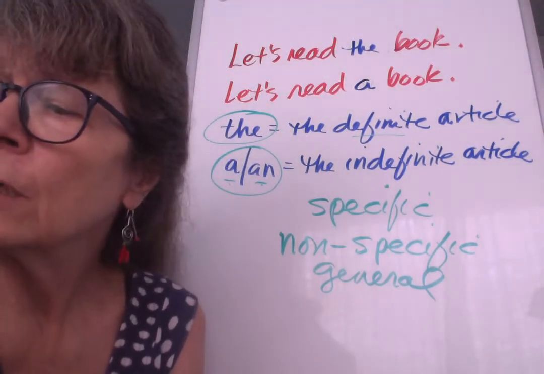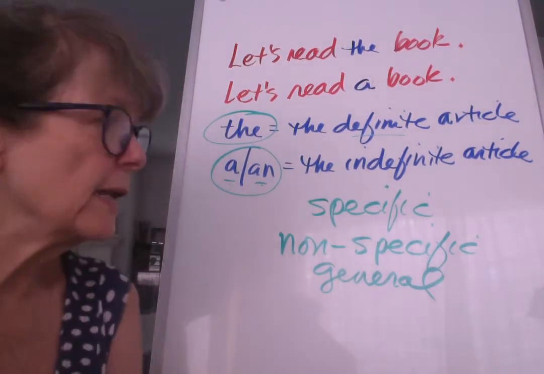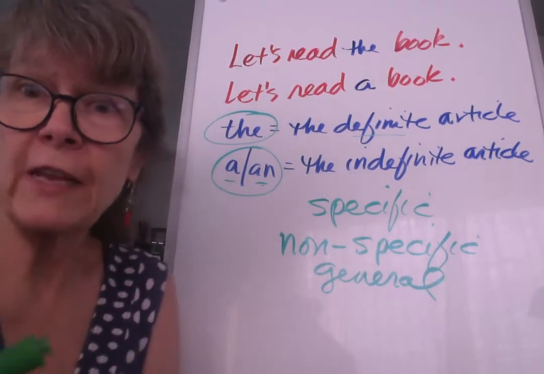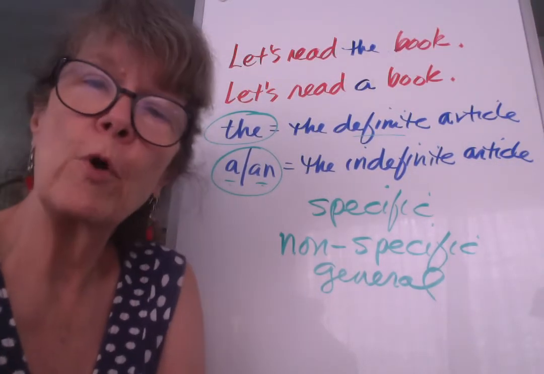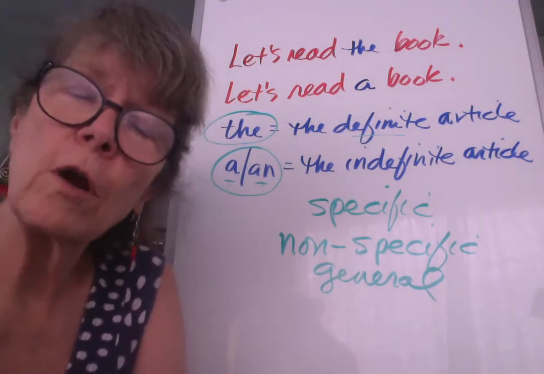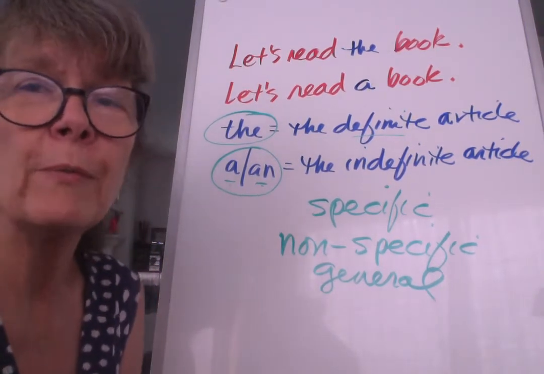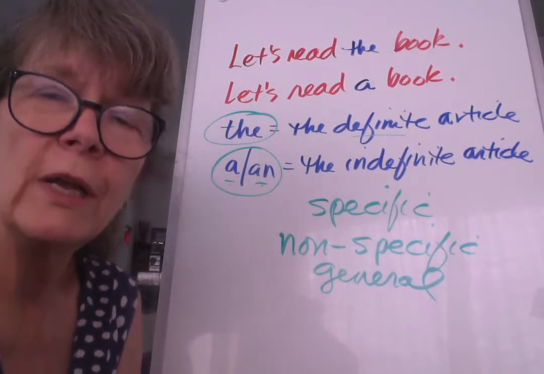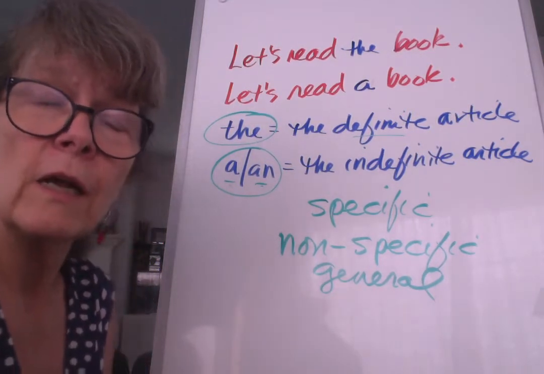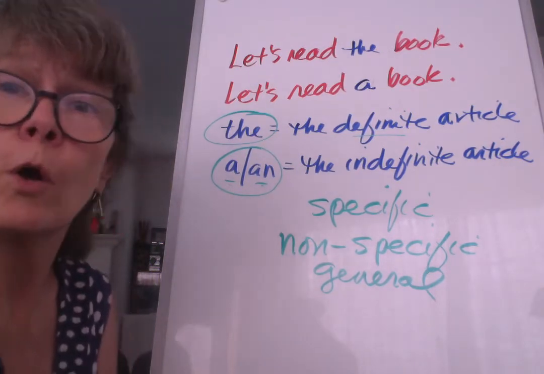Articles in English are basically adjectives. They modify nouns. Just like if I said I had a cat, cat is a noun. If I have a fluffy cat, fluffy tells me more about cat. Fluffy's an adjective. Well, articles are also adjectives, but we think of them as a separate part of speech, even though they are a kind of adjective. So let's think. It's easy to remember all the articles in English because there are only two.